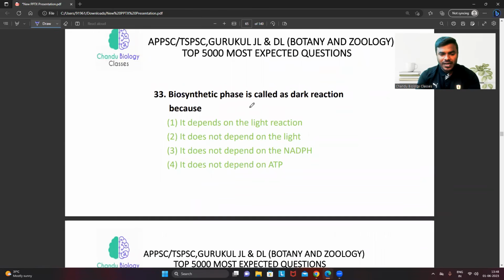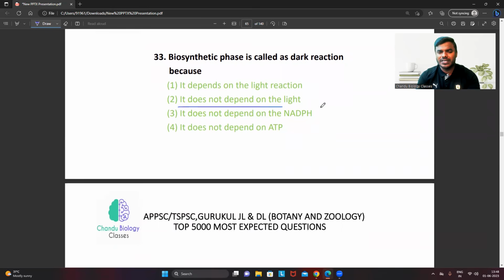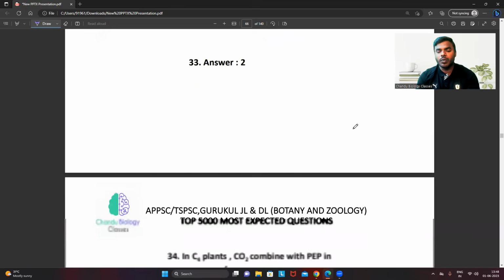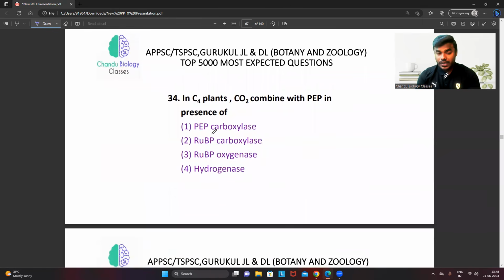Biosynthetic phase is called the dark reaction. The same question repeated, right? It does not depend on light. That's why it occurs in the daytime, and it occurs in the night time also. And anyway, dark reactions we are going to study tomorrow. But you all have studied photosynthesis many number of times. So that's why I'm explaining all.